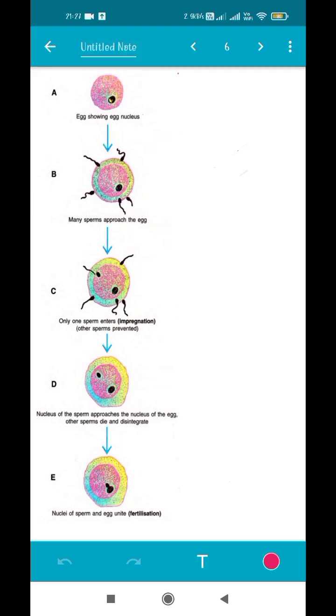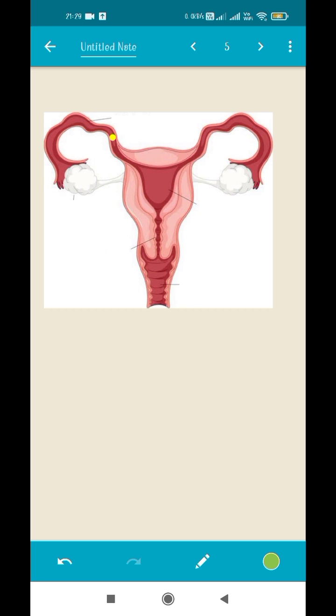So this is the process of fertilization. Initially the ovum is present in the fallopian tube and many sperms will approach the ovum, but only one of them enters into the ovum. The entire sperm does not enter the ovum, rather it releases its nucleus into the ovum, and that nucleus meets with the nucleus of the ovum. This process is called fertilization. After this, the cell immediately starts dividing, and we are going to learn about the various stages in the next part. So this is how fertilization occurs.